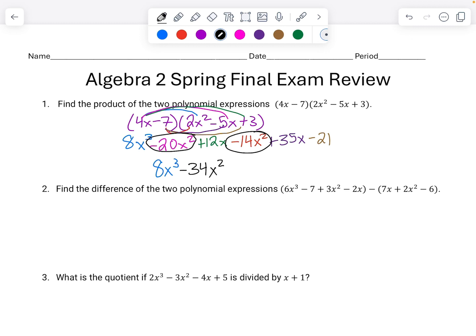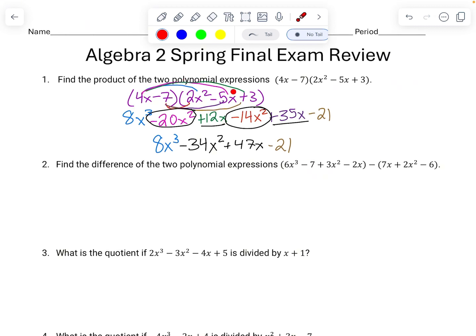Okay, and our other like terms, I see a positive 12x and a positive 35x, which will give me positive 47x. And then that negative 21 just stays the same, because there's no other normal numbers to combine with that guy. So then here, once you get here, you would get full credit, because that is our final answer. We have combined all of our like terms, and we have simplified that down. Okay, so that's multiplication, making sure you distribute each piece onto each piece of the second thing.